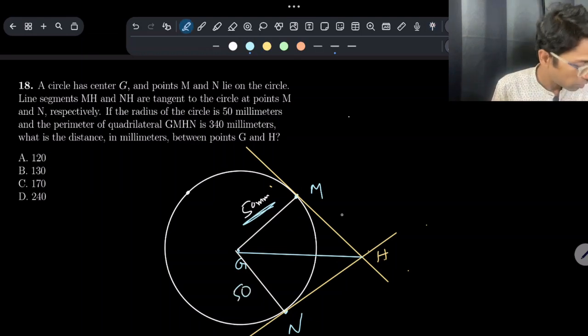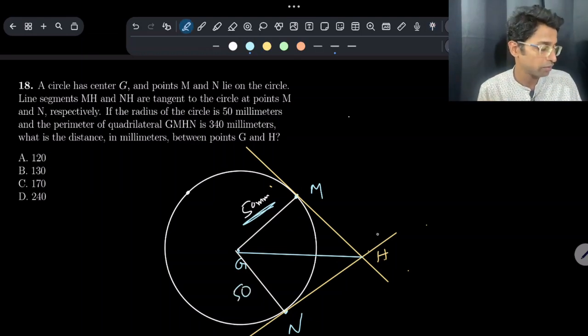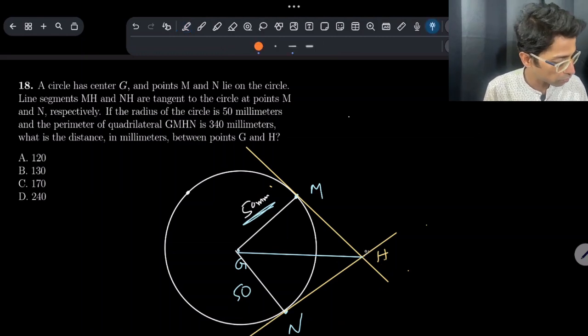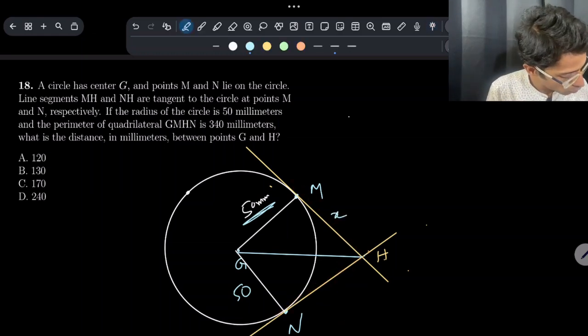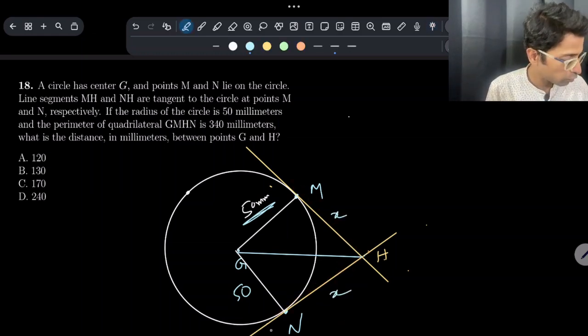And then we know the length of the tangent from an external point should be equal. So MH and NH are equal. If this is X, this should also be X. The sum of all these four, which he has given to be the perimeter, is 340.